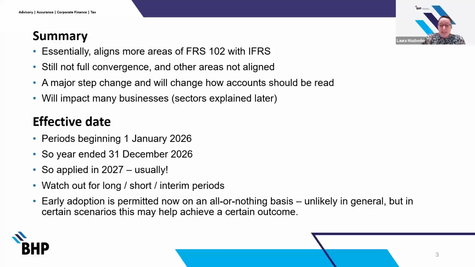So just looking at the effective date of this periodic review, the new standards are effective for periods beginning on or after the 1st of January 2026. So generally the first year end will be December 2026. But as always, we do need to take care and watch for short periods or interim periods, and that would bring the first reporting period forward if you had one of those. Just to flag as well that the standard does allow for early adoption, but you do need full adoption. So it's an all or nothing basis. And I think in reality, we probably won't see that too much, but in certain scenarios and with certain goals in mind, we might see people early adopting to get to a better accounting answer.